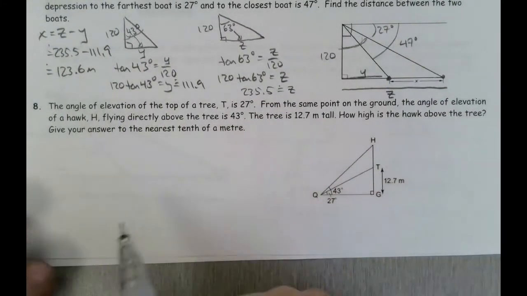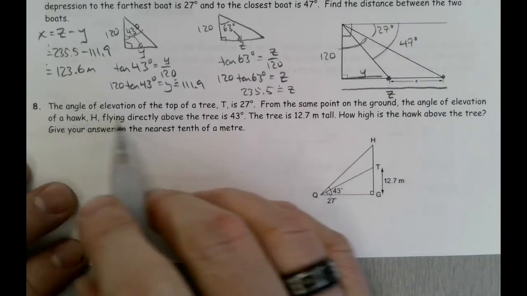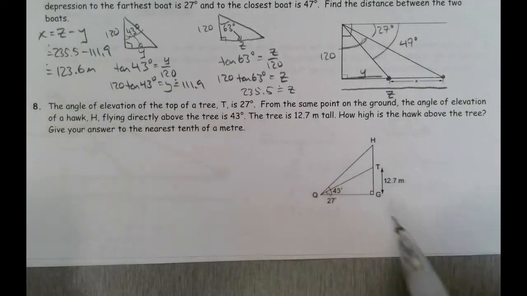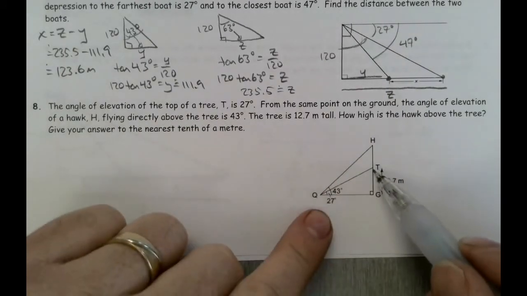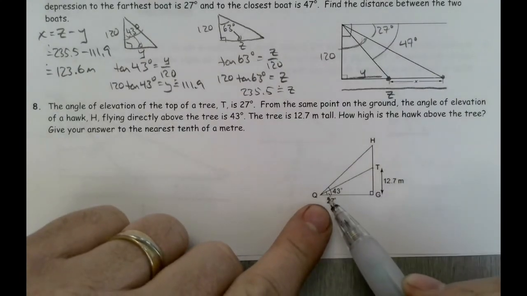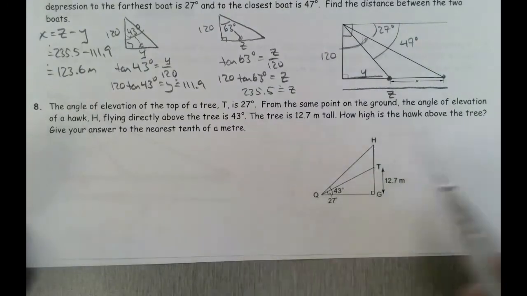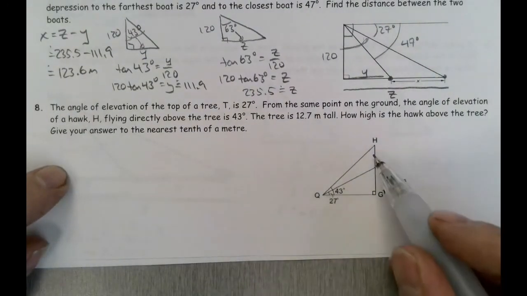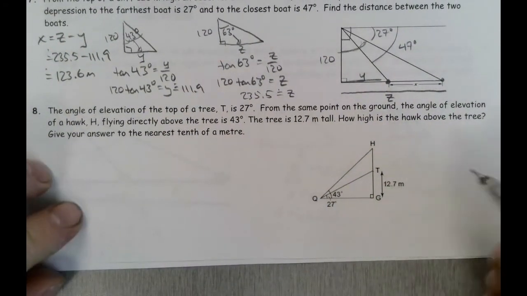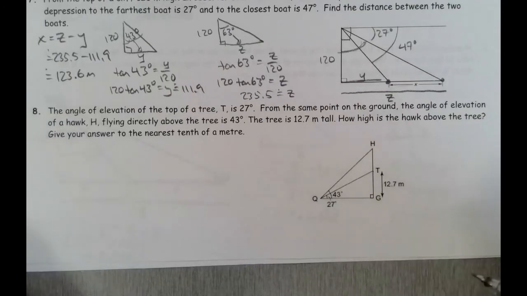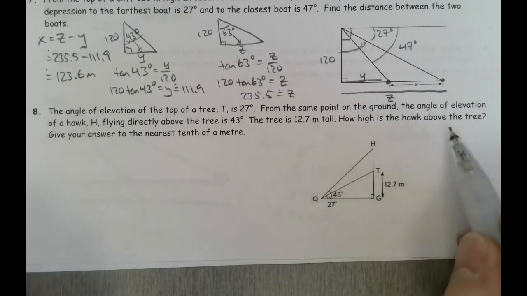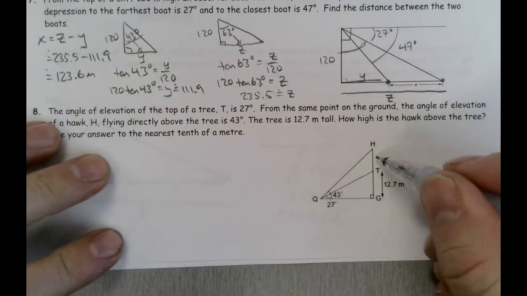All right, so in our last problem here, we read that the angle of elevation of the top of a tree to the tree here is 27 degrees. So that's that little bit right there. And from the same point on the ground, the angle of elevation of a hawk is 43 degrees, and it's right above the tree, it looks like. Now, the tree is 12.7 meters tall. How high is the hawk above the tree? So we're looking for this distance right here.